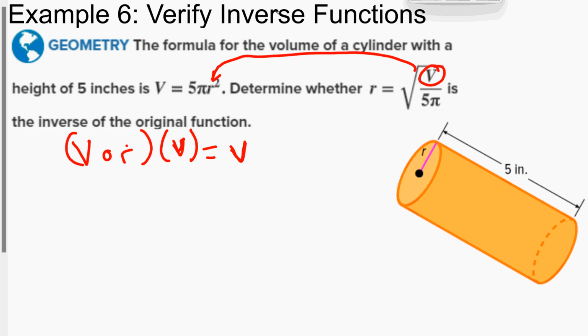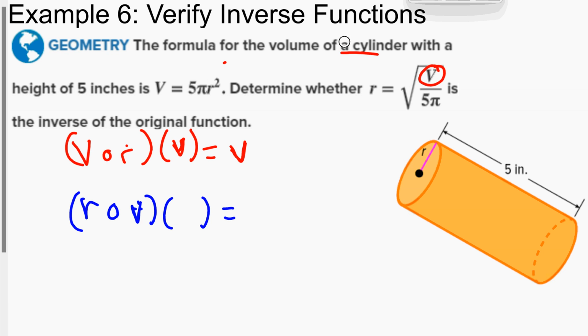And then on the second one, when I plug r of v, so when I plug v into r, normally if it's a variable x, I would get an x out, right? So if it was x, I would get x out. But because when I plug v in, going backwards, my variable is going to be r, I should get an r out. So if that's the case on these two, then they're inverse functions, okay?